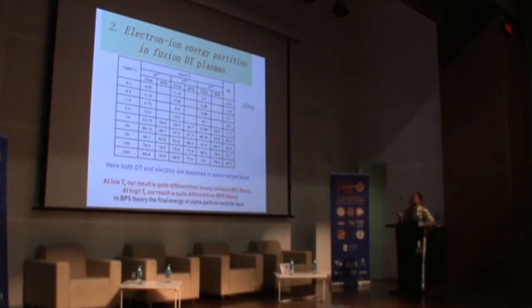Here gives the energy partition in fusion DT plasmas by different models at different temperatures and electron density. We can see that at low temperature our result is quite different from binary collision theory, and at a high temperature our result is quite different from BPS theory.